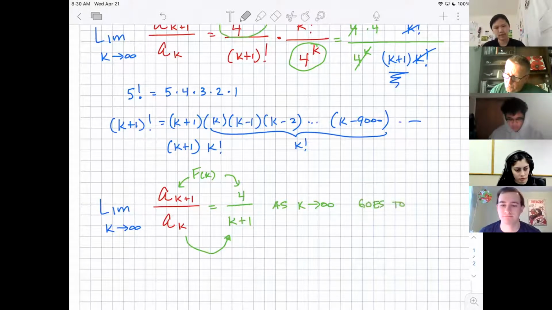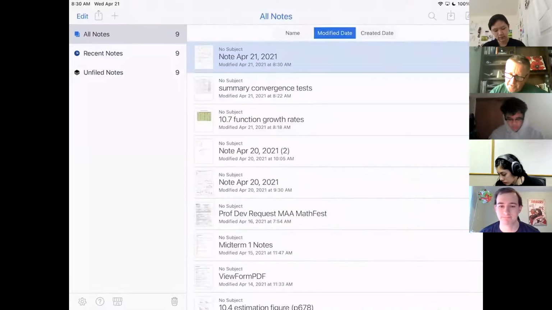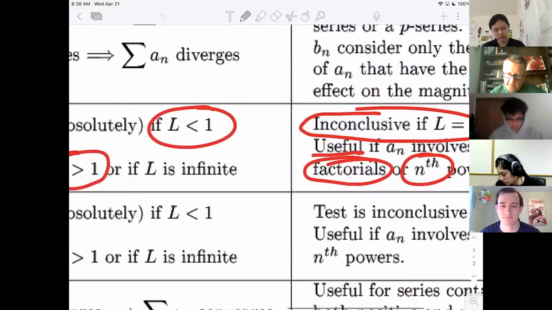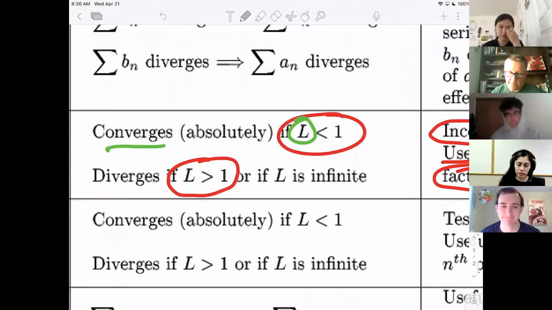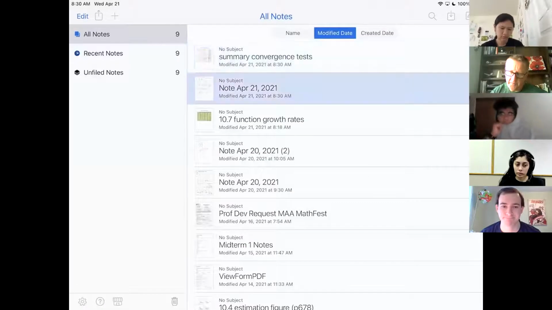It goes to 0. In other words, it did approach a limit. What did our sheet say? It said if it approaches a limit that's less than 1, hey, ours approached 0. That's less than 1. So it actually approached something, and that something was less than 1, then you got it. Converges. Absolutely. So that's the proof, if you will.